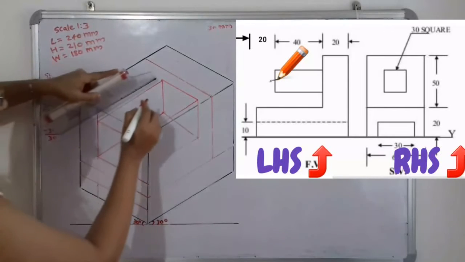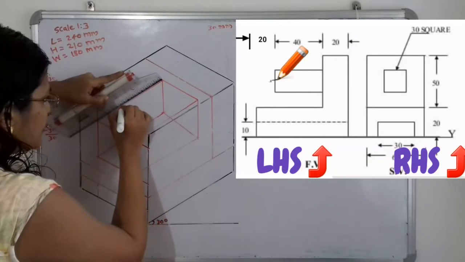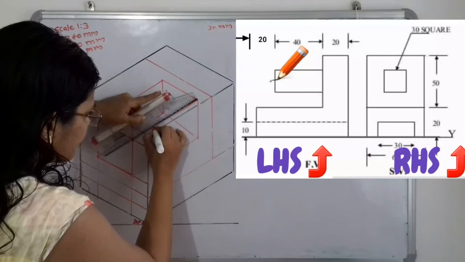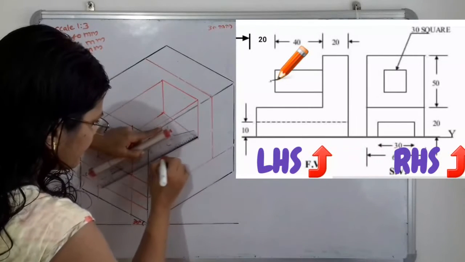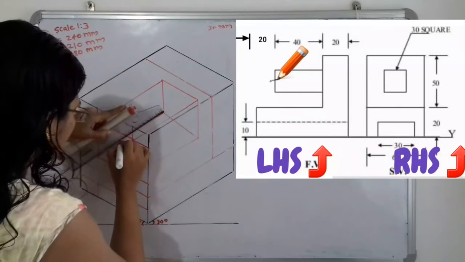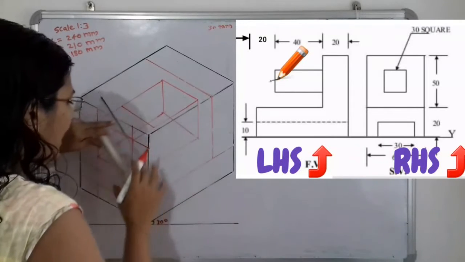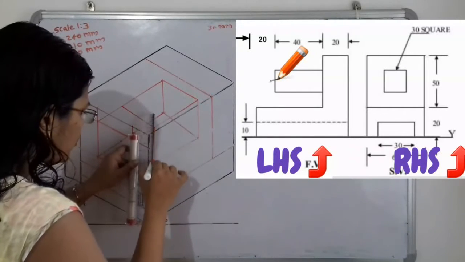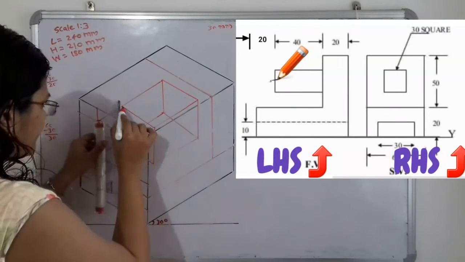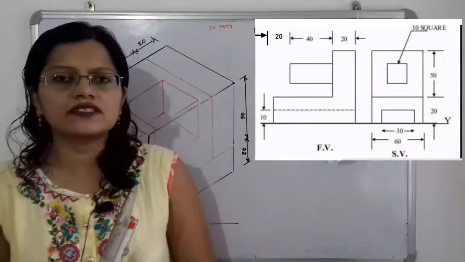Now I will select again the points, that is for 40 millimeter. So 40 into 3, that is 120 millimeter. So here are the points. Now just join these points. Now we have to highlight this, because up to this point only the construction of the block is getting extended. Now we will highlight what is the construction area.